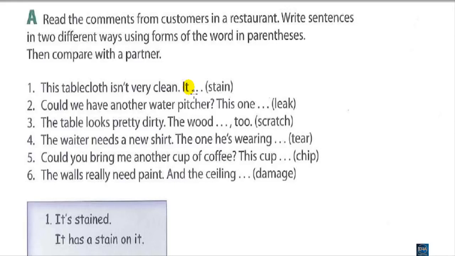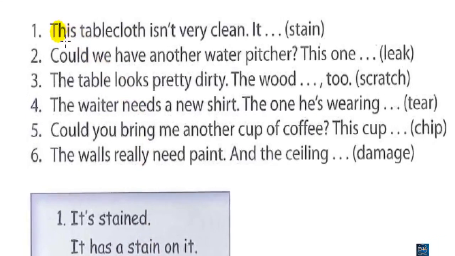Example, number one, it's stained. It means it is stained. So stained here is the PP, past participle. It has a stain on it. A stain, this is of course a singular noun. So I use a noun here to describe the problem. Number one, this tablecloth isn't very clean. It has a stain, or it's stained.